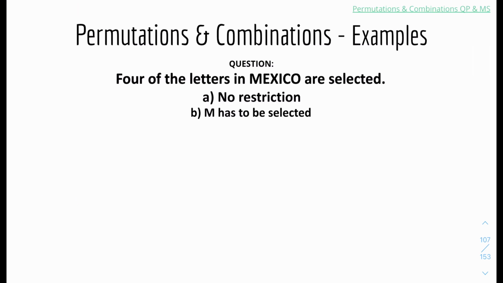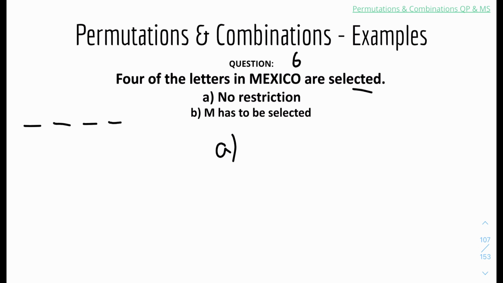So 4 of the letters in MEXICO are selected. Find the number of ways when there's no restriction. This question basically just asks if it's selected, not arranged in a line. So MEXICO has 6 letters, and 4 are selected.